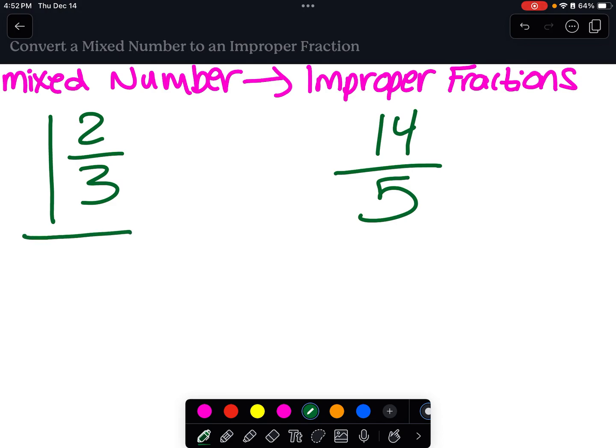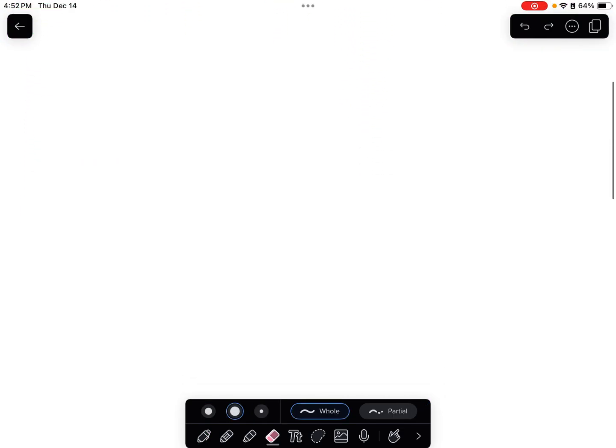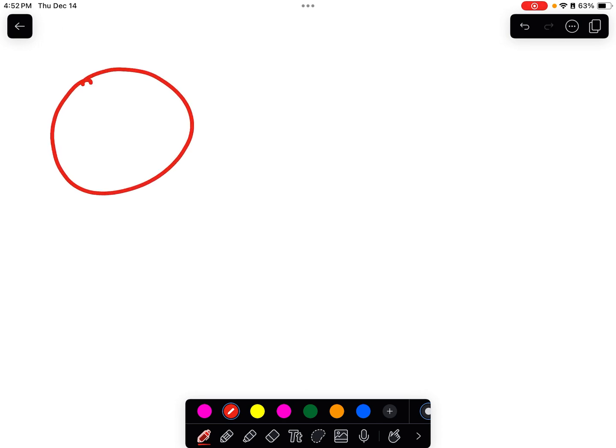Now here's what's cool. This mixed number, 1 2/3, can be converted to an improper fraction, and we can talk about why sometimes it's a good idea to do that. And this number here, 14/5, can be converted to a mixed number. But now that we've reminded ourselves of what these numbers are, let's do some examples with pizzas.